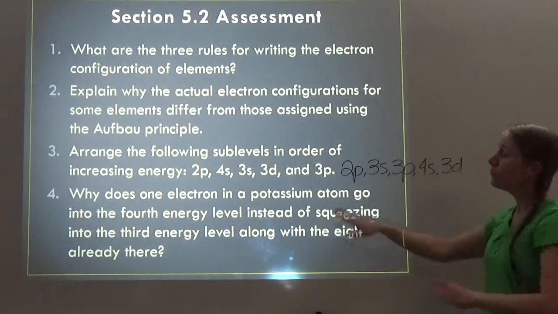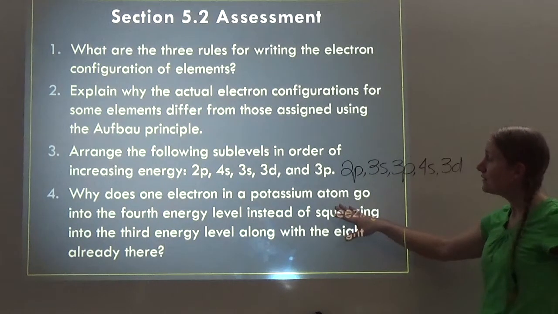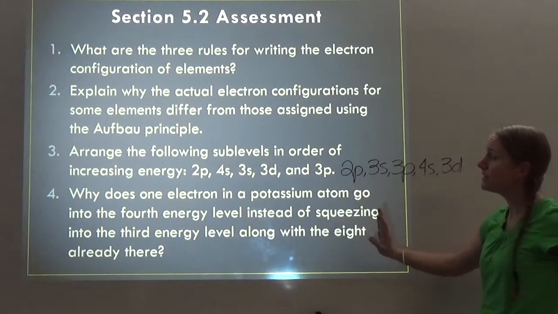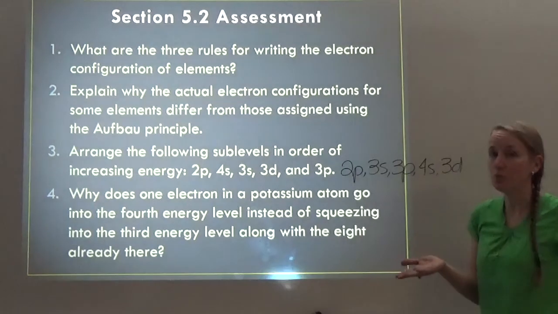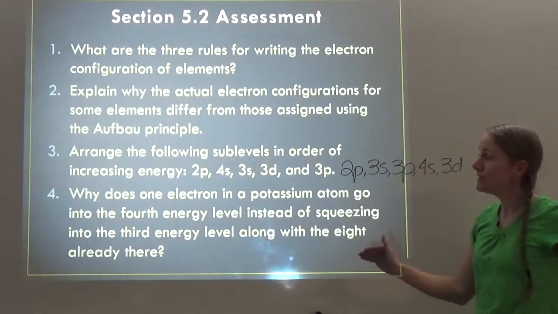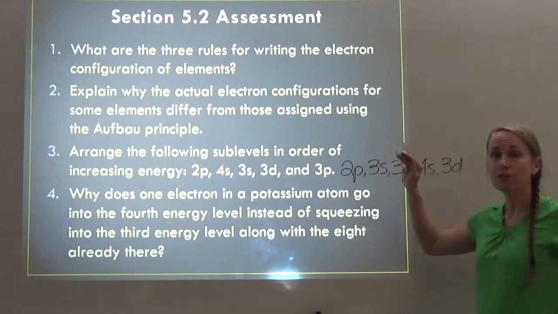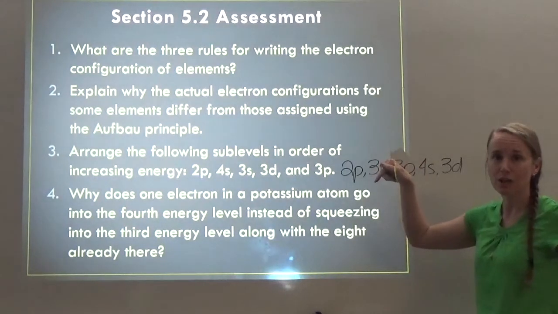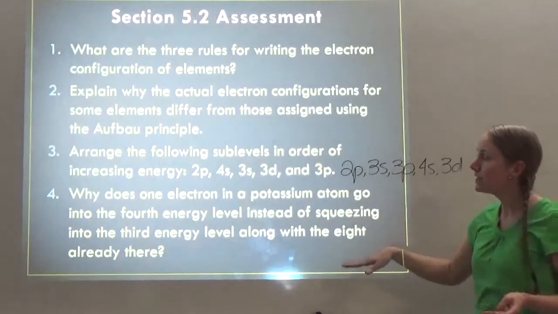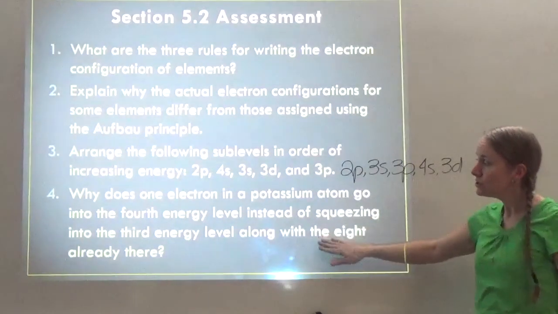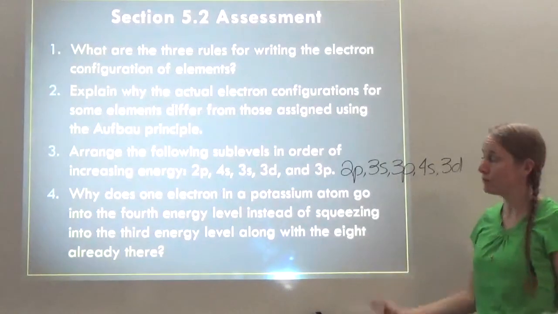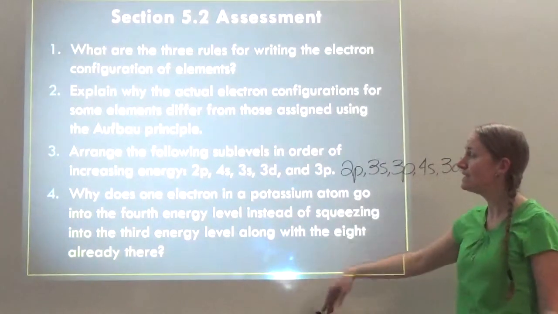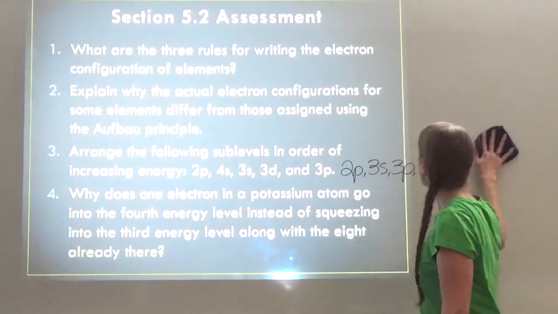All right, so number 4, why does one electron in a potassium atom go into the 4th energy level instead of squeezing into the 3rd energy level along with the 8 already there? Well, y'all, when we say they hold a certain amount, they cannot hold more than that. So if the previous energy level is already full, there is no squeezing another electron in there, it's already full. So you move on to the next energy level. You can just say the 3rd energy level is already full, so the electron has to go in the 4th one. Like I said, there is no squeezing one in there. That's not a thing that happens.